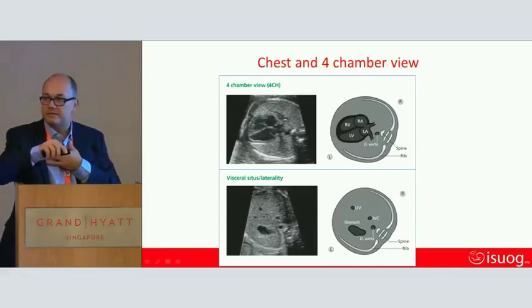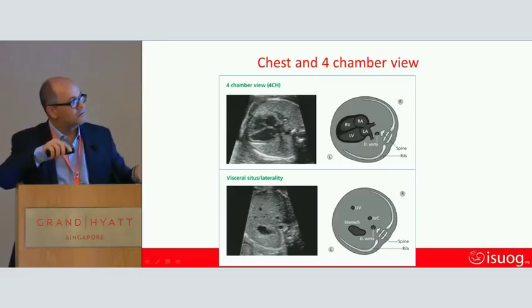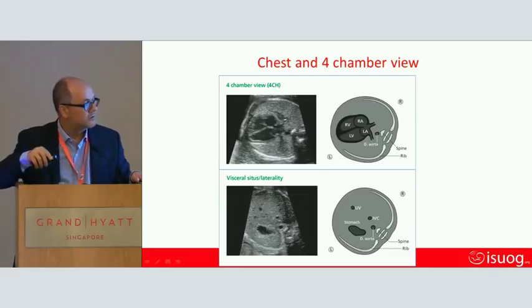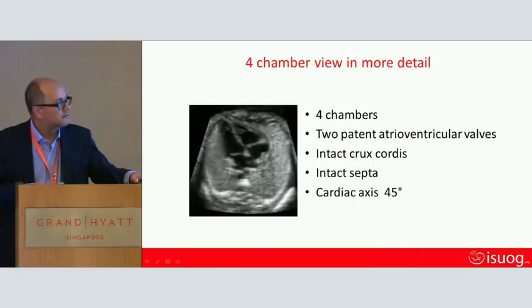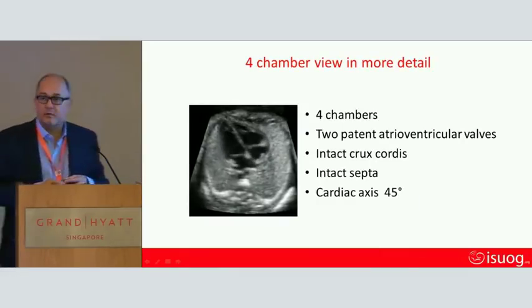The descending aorta, which comes up like this and then goes down, is also just to the left of the spine. Can you see that? Just to the left of the spine. There it is again, a little bit further down. Okay. So this is a four-chamber view. Normal or abnormal?